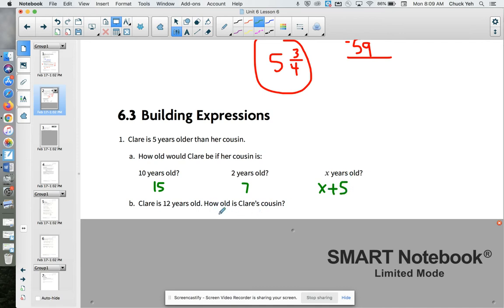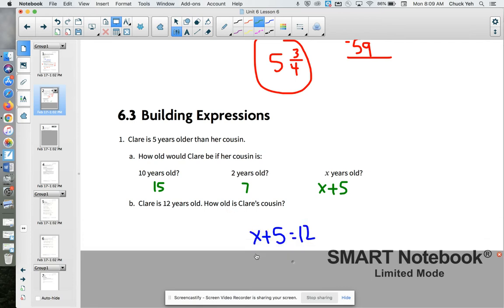So if Claire is 12 years old, how old is Claire's cousin? So maybe you would subtract 12 minus 5. Claire is 5 years older. How old is Claire's cousin? So Claire's cousin would be 7, correct? Because X plus 5, so 7 plus 5 equals 12.